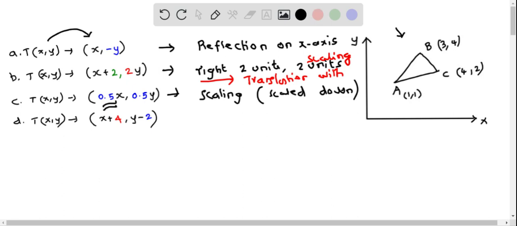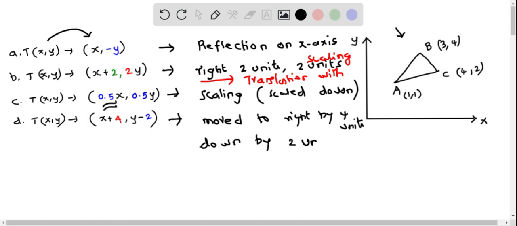Now let's understand the fourth one. We have x getting added with 4 and y getting subtracted by 2. So this basically will result in the triangle being moved to the right by 4 units and down by 2 units, because 2 units were subtracted from every y coordinate. So this is basically a complete translation, because both x and y are getting translated, to the right as well as down.